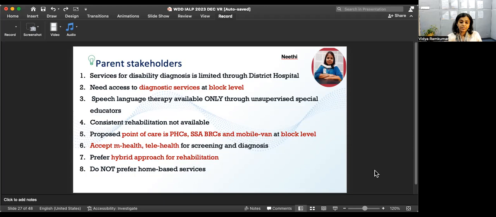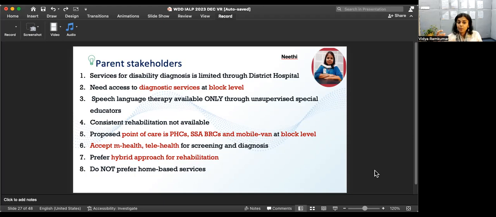They also pointed us towards what we call the Sarva Siksha Abhiyan or Samagra Siksha Abhiyan, which is an education for all program that exists in every block. And they said that would be a good place. They also directed us to a mobile van that is available within the communities. And they suggested that these vans can be used for diagnostics as well as rehabilitation.